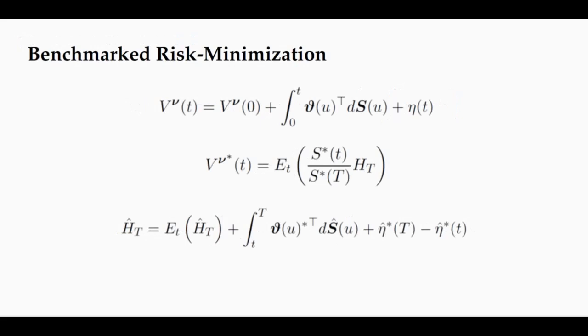And the benchmarked terminal payoff is given by its current value plus the hedging over the future period of time and the change in the error term. So this is a benchmark risk minimization strategy to hedge a not completely hedgeable terminal payoff HT.